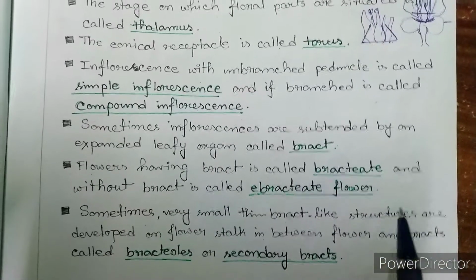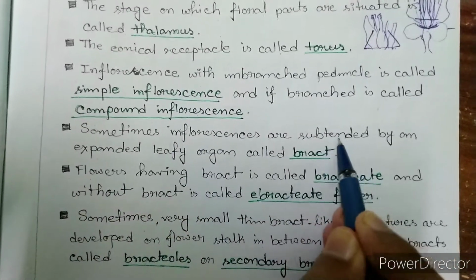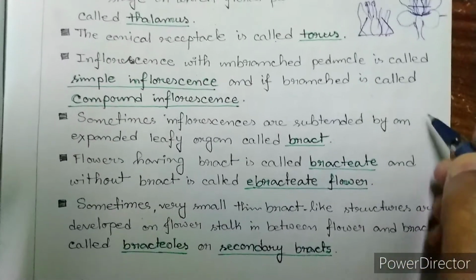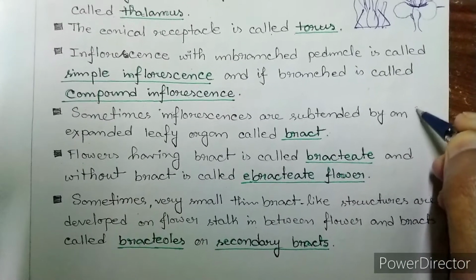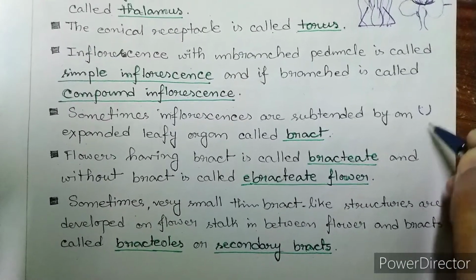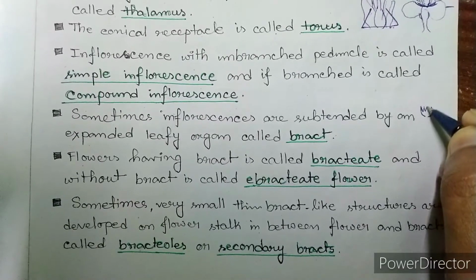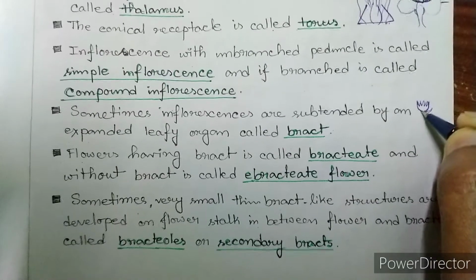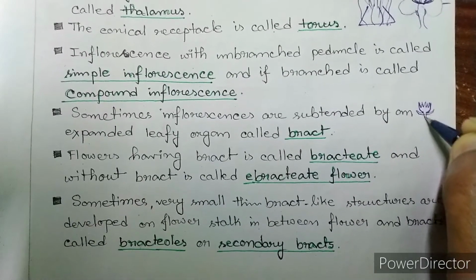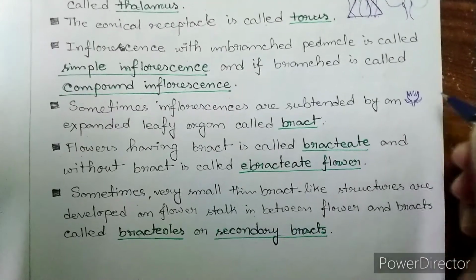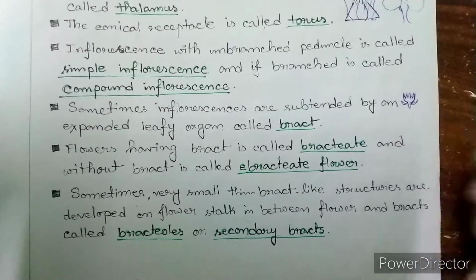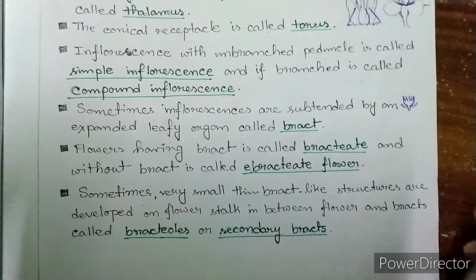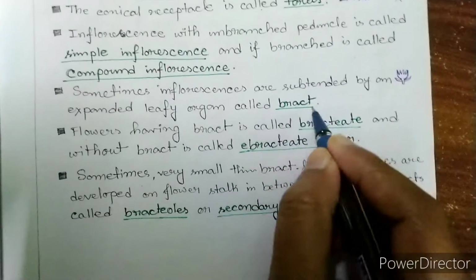Next we talk about bract, okay. So sometimes inflorescences are subtended by an extended leafy organ called a bract. Like whenever you are looking at one thing below the calyx, if this is the calyx, below the calyx there is one leafy organ, it is near about 4 to 5 or sometimes it may be 3. So the leafy organ may be developed from the base of the calyx or the base of the flower. So this is called a bract, okay.